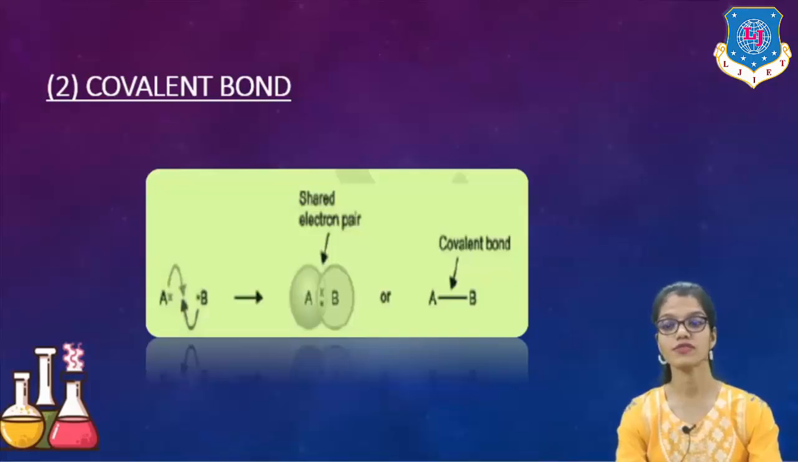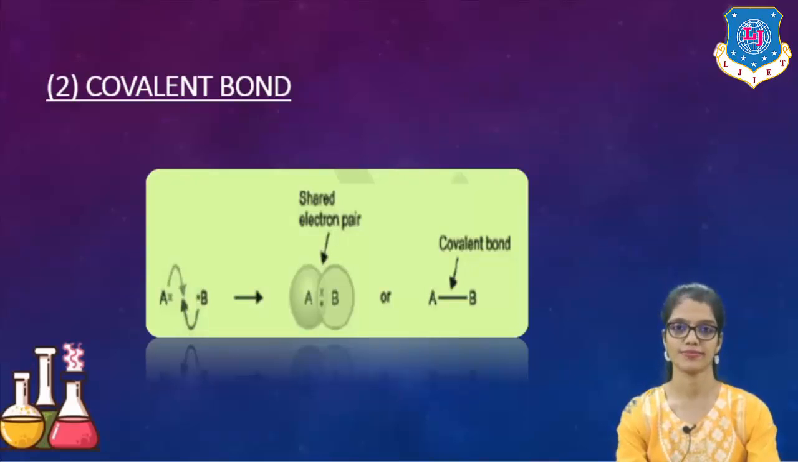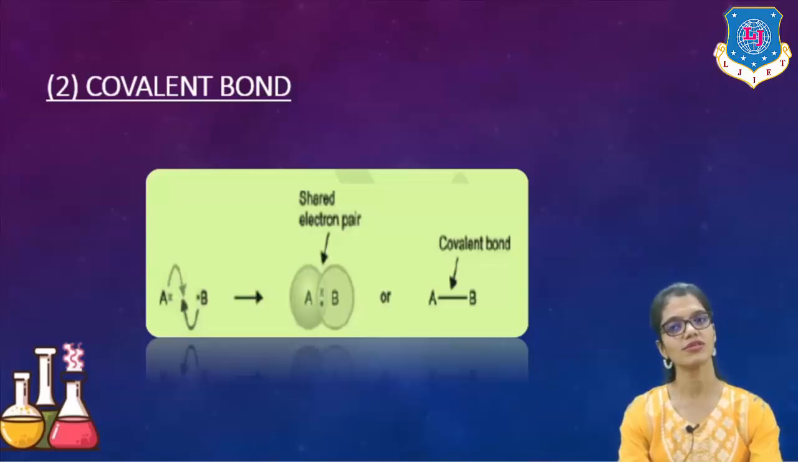It can be a single bond, a double bond, or a triple bond. We can take examples like C single bond H, C double bond C, and C triple bond C. So according to that, we will have different kinds of covalent bonds. They are strong in nature.